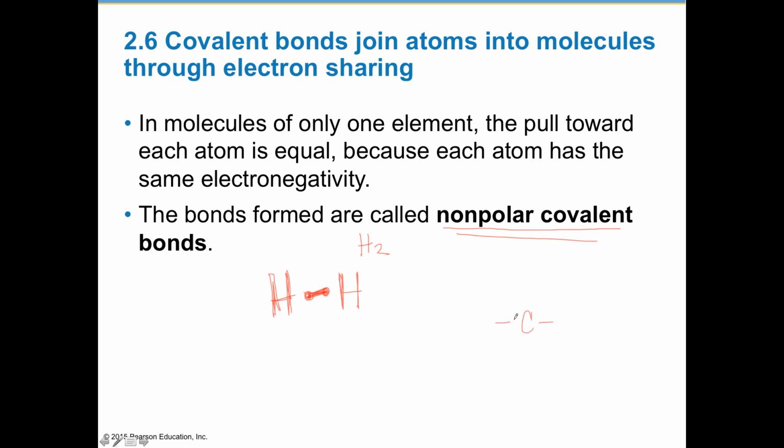If you had something like methane, here's our methane. All of these hydrogens can pull the same strength, so this is also considered a nonpolar covalent bond. So these are all equal. Just imagine it as being tug of war. How strong are they? And we know how strong they are based on where they're located out on the periodic table.